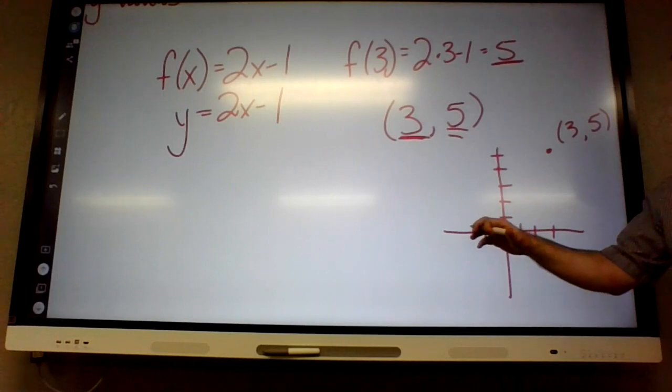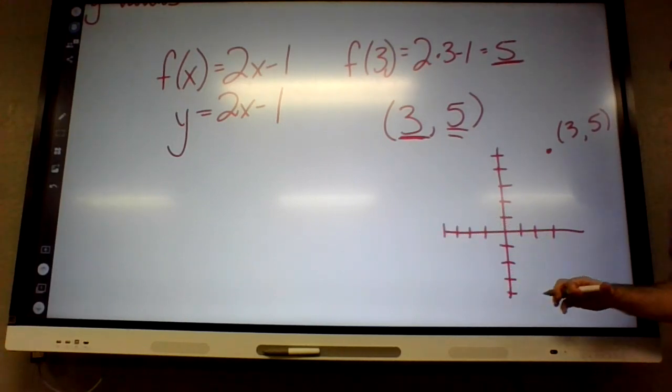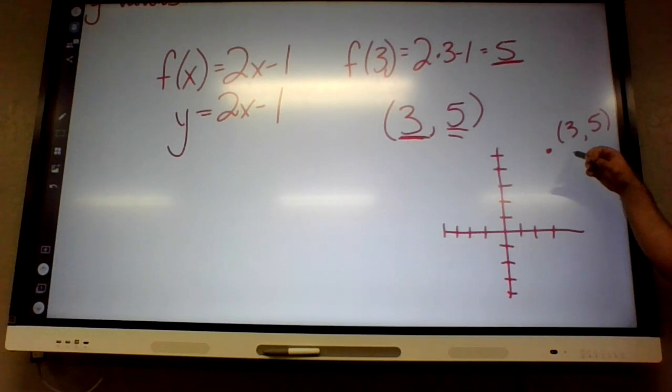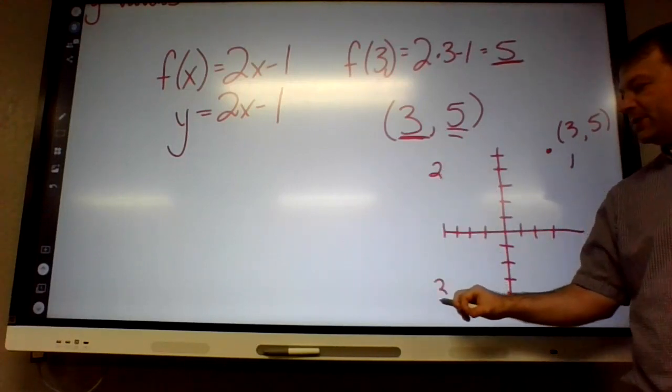You guys remember the quadrants on the graph? Where is quadrant 1? Let's start. Top right. And then we go counterclockwise.